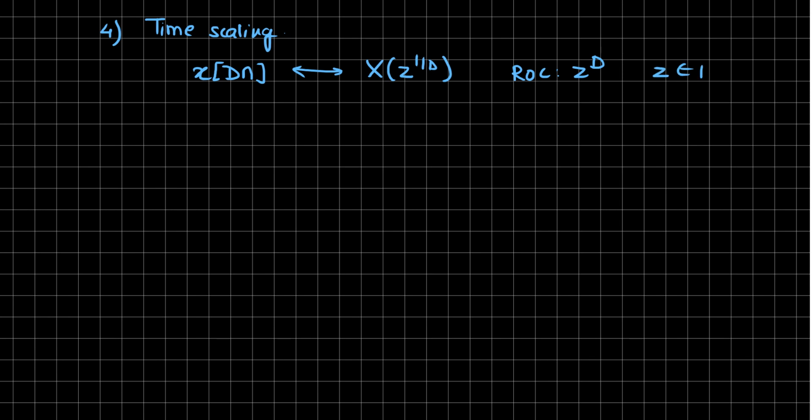Let us move on to the fourth property, which is the time scaling property. It states that if we scale the time axis by a real factor d, that is x of dn, it has a Z transform as X of z to the power 1 by d, and the region of convergence becomes z to the power d, where this z is a part of R, which is the region of convergence of the original signal x of n.